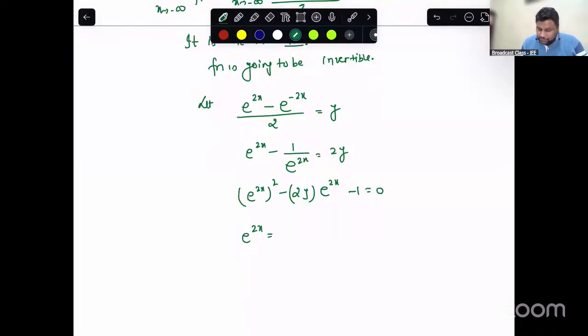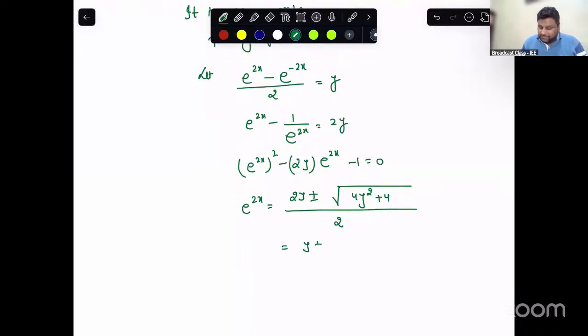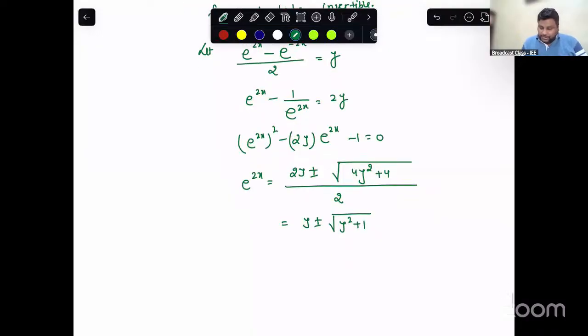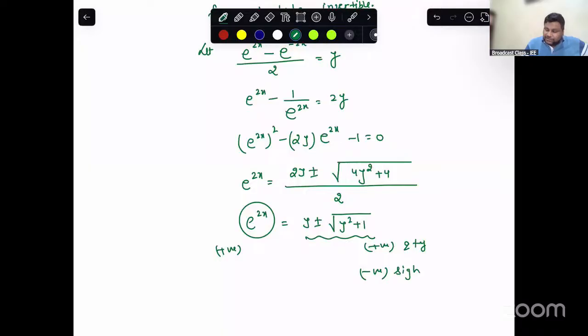So e to the power 2x will be what? (2y plus minus under root of 4y square plus 4) upon 2. So it will be y plus minus under root of y square plus 1. Got it? Now see, e to the power 2x is a positive quantity. Yes or no? If it is positive, the right side should also be positive. That means that negative sign should be rejected.